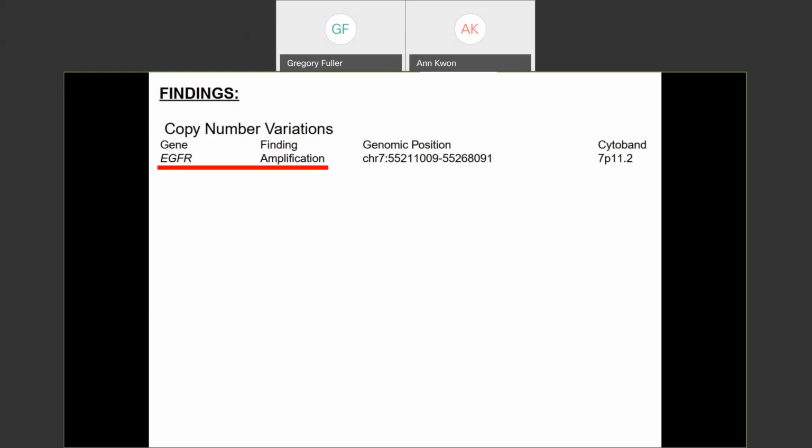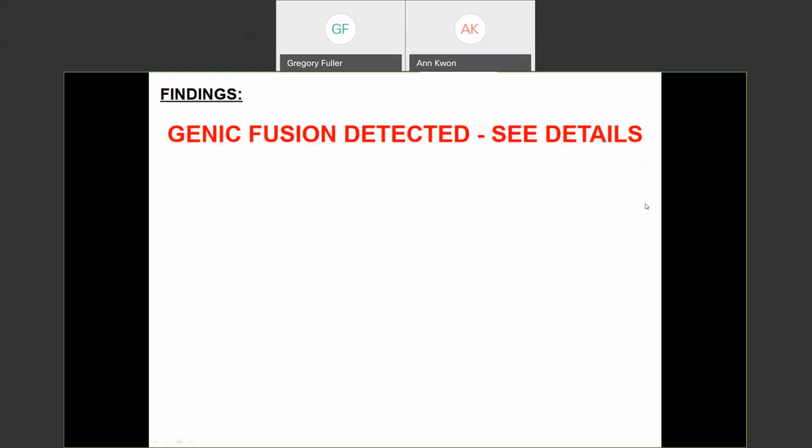There is an EGFR amplification. As you can see, the cytoband is chromosome 7p11.2. All right, here we go. Guess what? Not only was there amplification, there was also a fusion, because frequently the neuro-oncologists here at MD Anderson will order Oncomine, which is our NGS platform, for both mutations and copy number, which come together, all of that data analyzed, and fusions separately.